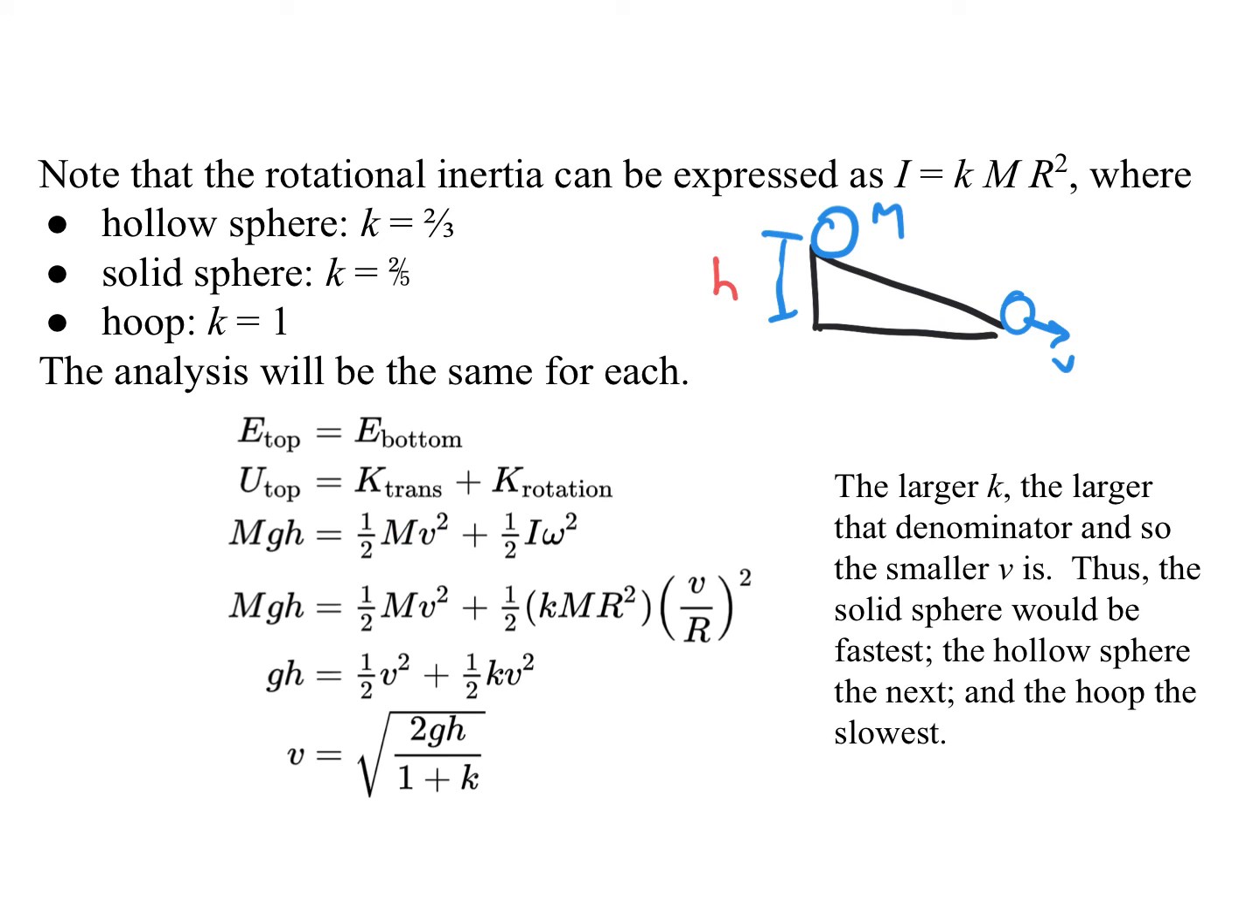So we see that m g h is equal to a half m v squared plus a half I omega squared. We replace the I with k m r squared. Remember, k is just some constant out front. And we replace omega with v over r. Then we can cancel out the m's, which is nice.